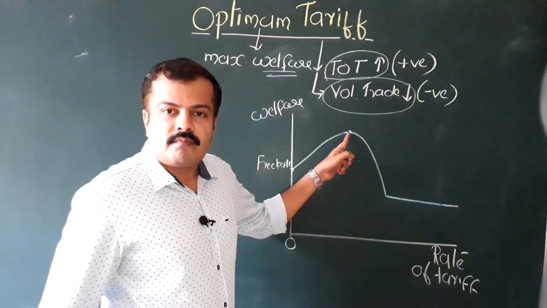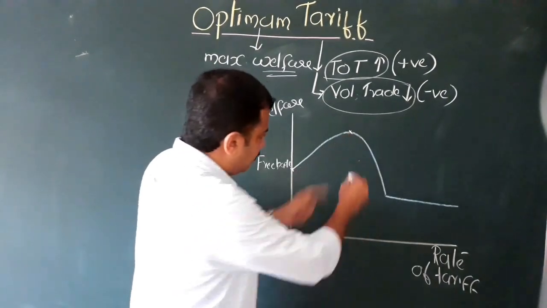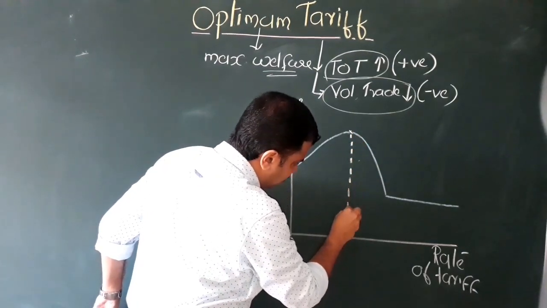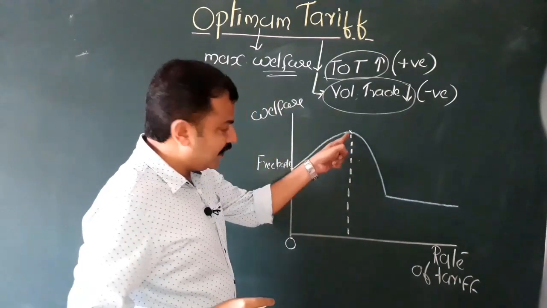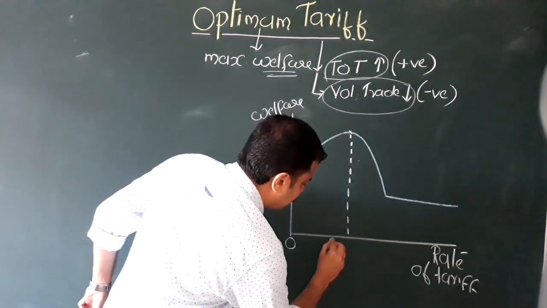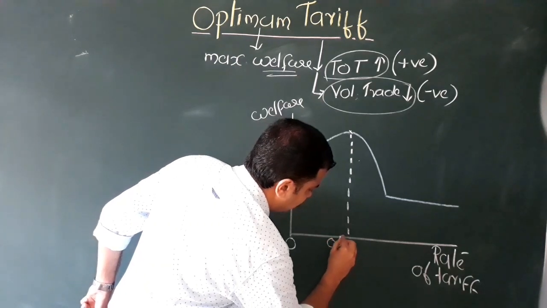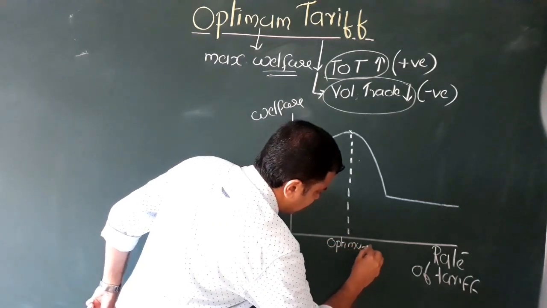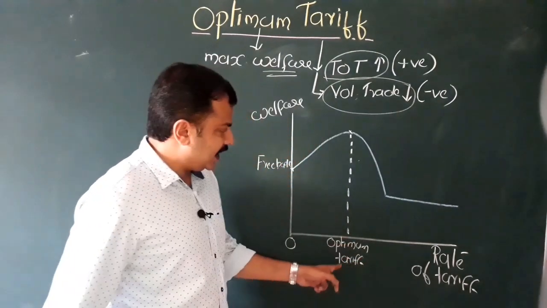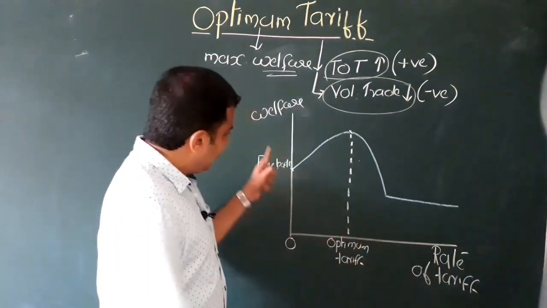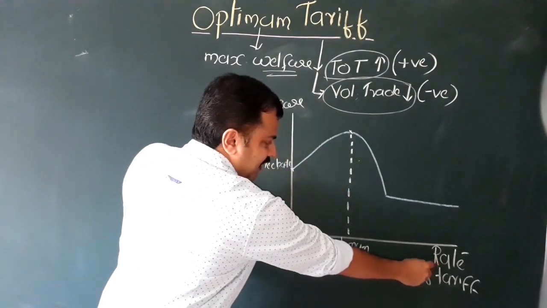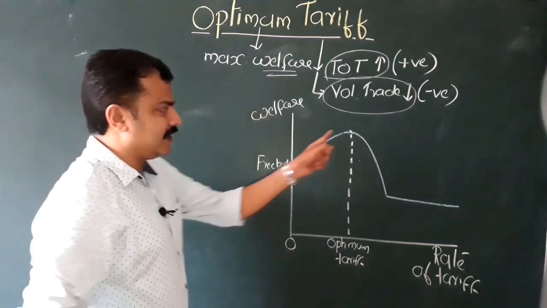At a particular rate of tariff, our welfare will reach the maximum. This is a welfare curve, and welfare will reach a maximum. This is known as what? This is known as the optimum tariff. So, optimum tariff once more is the rate of tariff that maximizes the country's welfare.